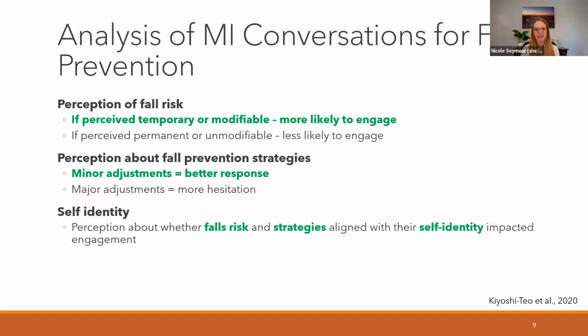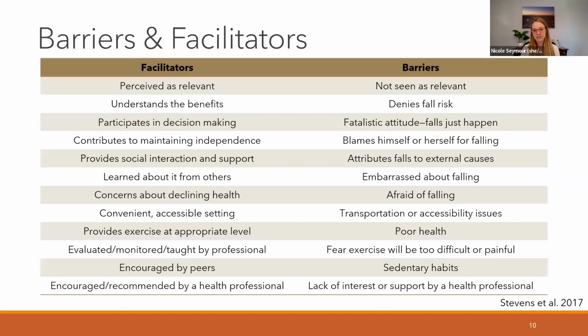A qualitative study noted that if falls risk was perceived as temporary and modifiable, patients were more likely to engage in prevention strategies. Understandably, they also found that those strategies perceived as being minor adjustments had better uptake versus the ones that were a little bit more imposing. And the perception about whether the falls risk and whether that strategy to reduce the risk aligned with self-identity also impacted engagement.